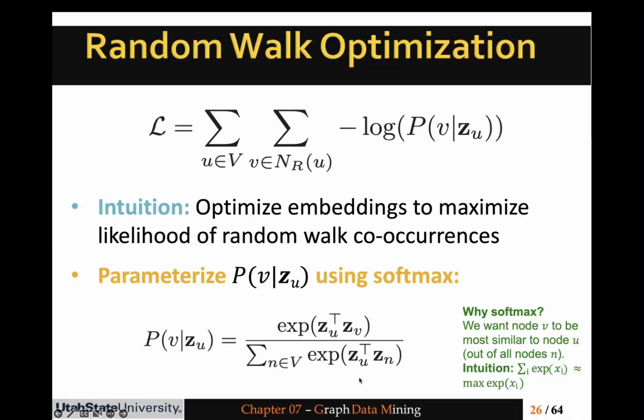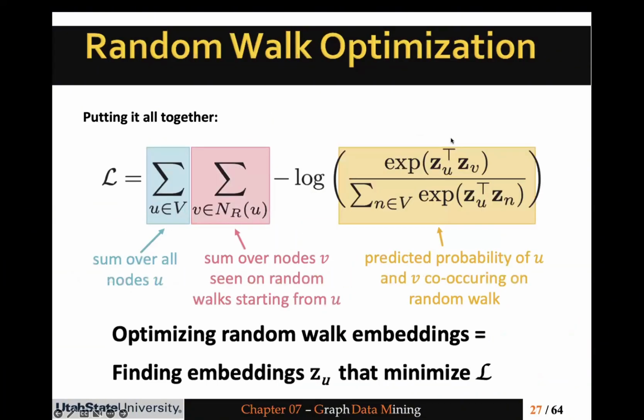This ratio, or normalization factor, is my own dot product with z_n, the embeddings of all the other nodes that I have in my network. All right, so let's plug this parameterized variable inside of my loss, which I just defined using z_u and z_v. And this will give us the following loss.